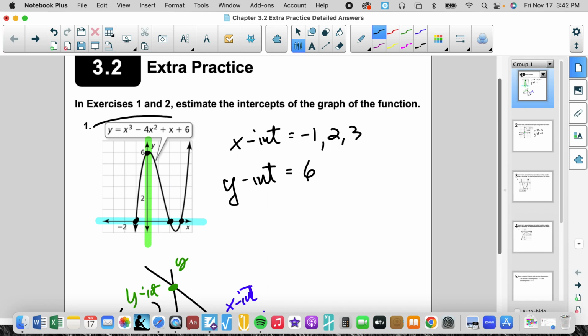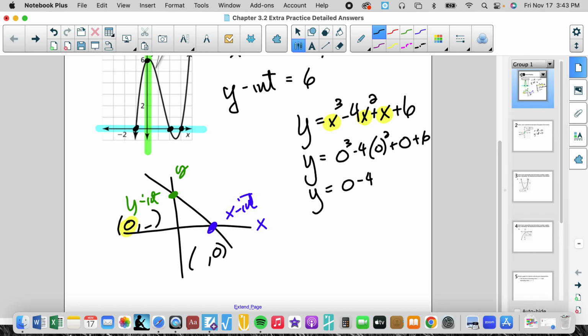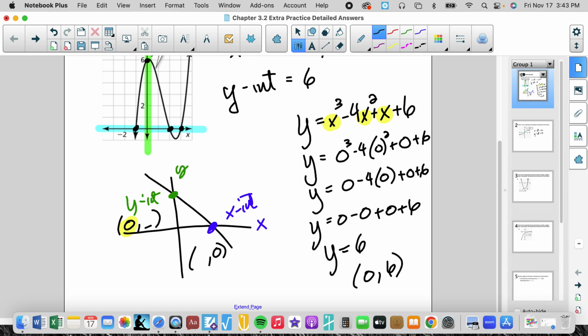So if we wanted to find the y-intercept, we could use this equation, y equals x cubed minus 4x squared plus x plus 6. Remember, when we look for the y-intercept, we plug in 0 for x. So y equals 0 cubed minus 4 times 0 squared plus 0 plus 6. 0 cubed is 0, so y equals 0 minus 0 plus 0 plus 6. So y is 6. When x is 0, y is 6. And that's my y-intercept. That's a nice check.